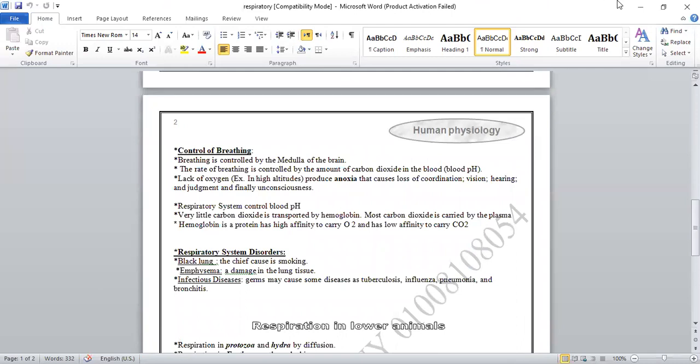Control of breathing. When we talked about the nervous system, I told you إن المظلة oblongata control breathing and heartbeats. المظلة oblongata في البرين تعمل control للbreathing والheartbeats. Breathing is controlled by the medulla of the brain. The rate of breathing is controlled by the amount of carbon dioxide in blood. اللي هو pH, blood pH.